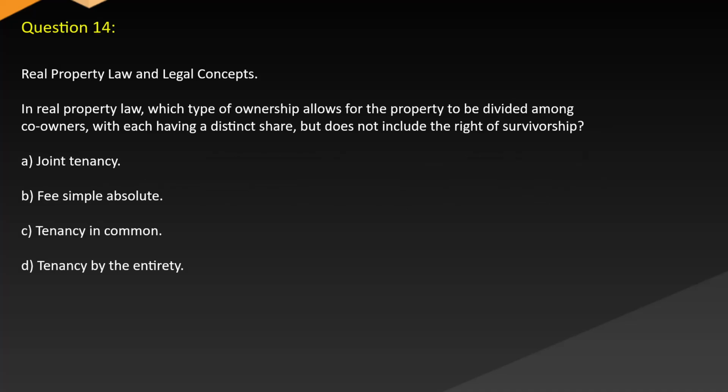Question 14. Real property law and legal concepts. In real property law, which type of ownership allows for the property to be divided among co-owners with each having a distinct share but does not include the right of survivorship? A. Joint tenancy. B. Fee simple absolute. C. Tenancy in common. D. Tenancy by the entirety.